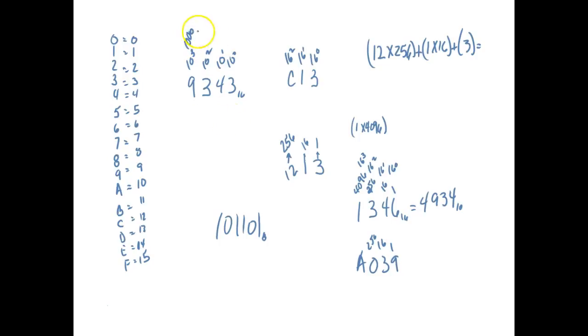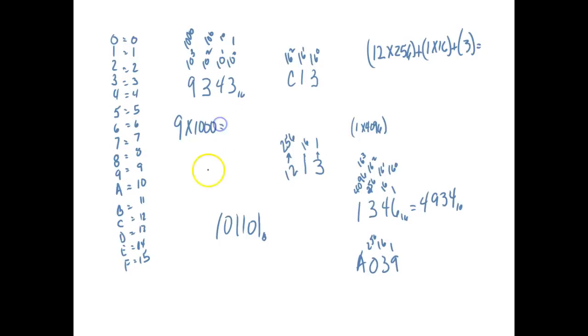Then I say, okay, 10 to the second is what? 100. 10 to the first is 10, and any number raised to the zero is 1. So I'd say, okay, what weight does the 9 hold? Well, I'd say 9 times 1,000.